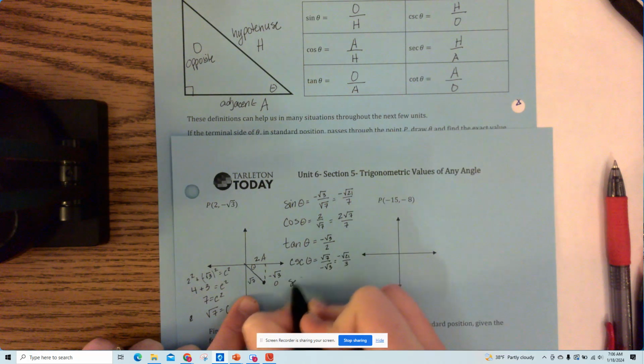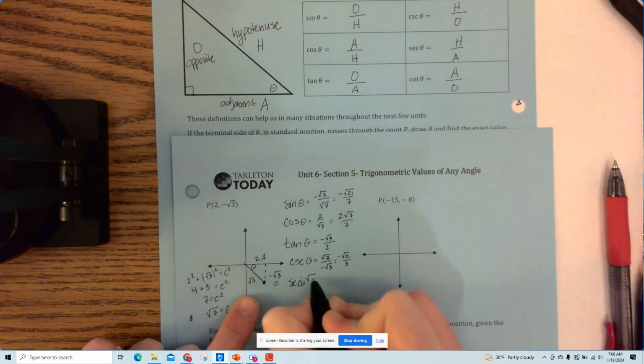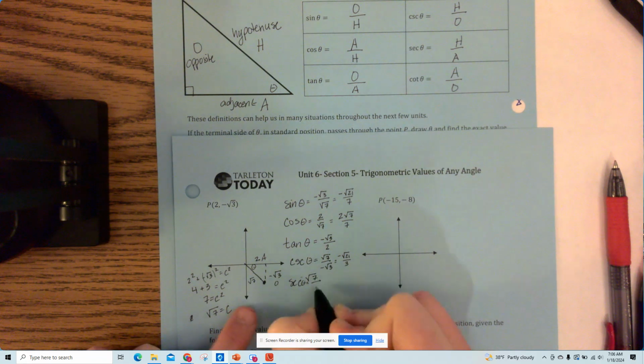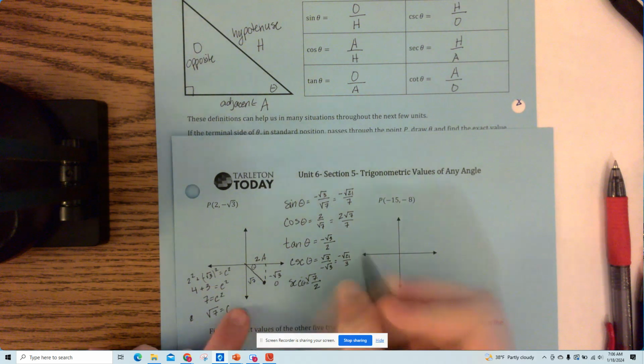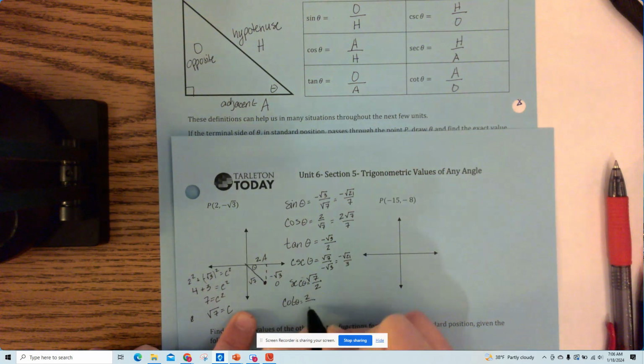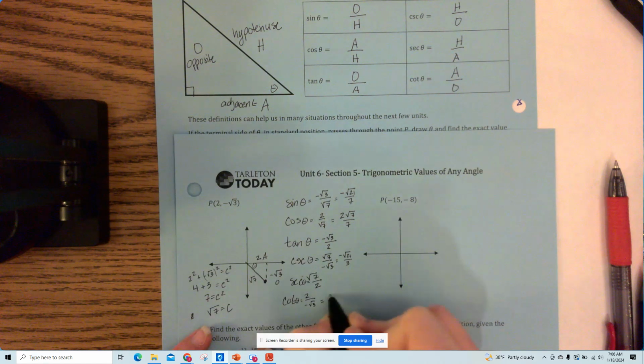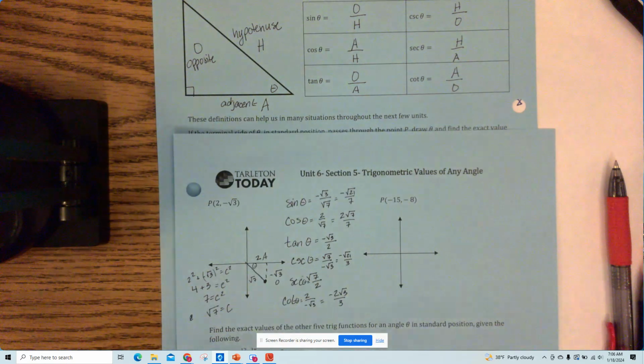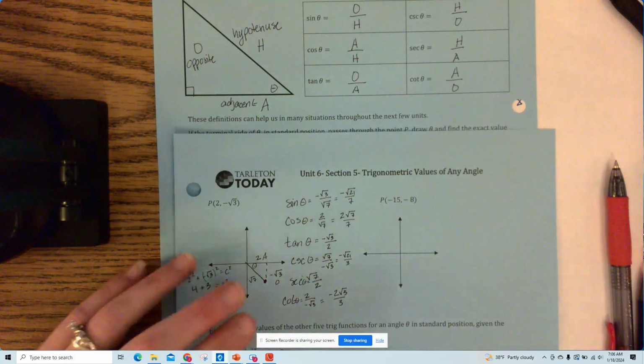And then secant would be the hypotenuse over the adjacent, which is 2. And then cotangent would be the adjacent over the opposite, negative square root of 3. Rationalizing it looks something like that. So just being able to fill in those ratios is what this topic is about.